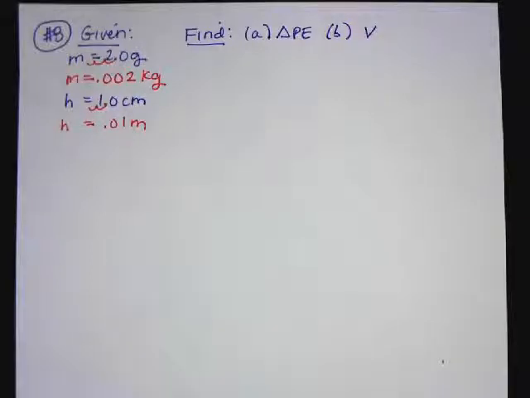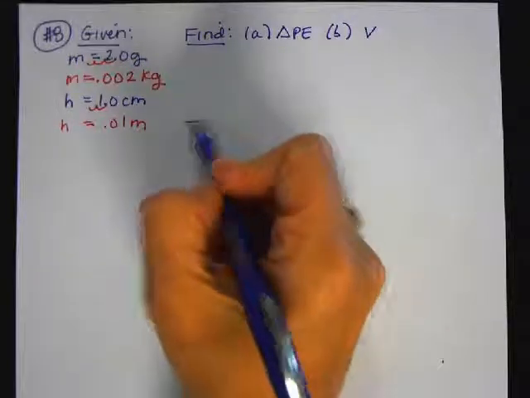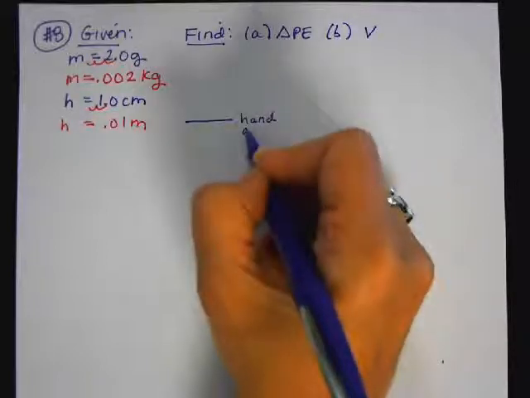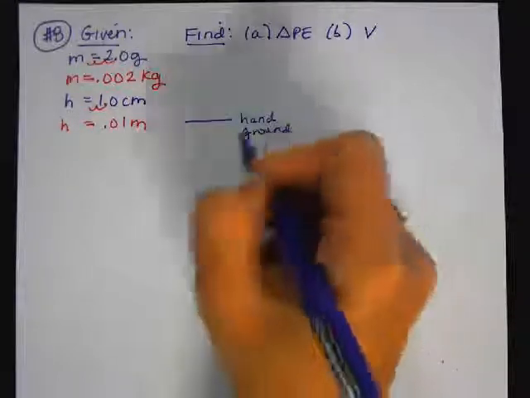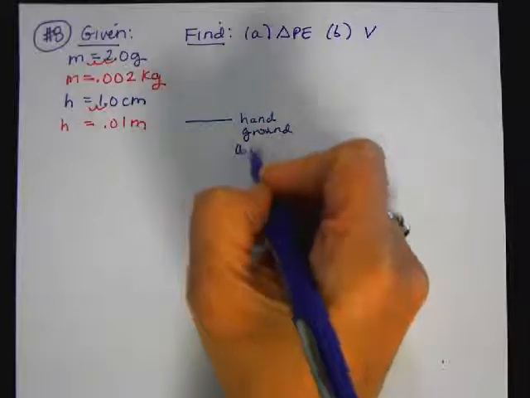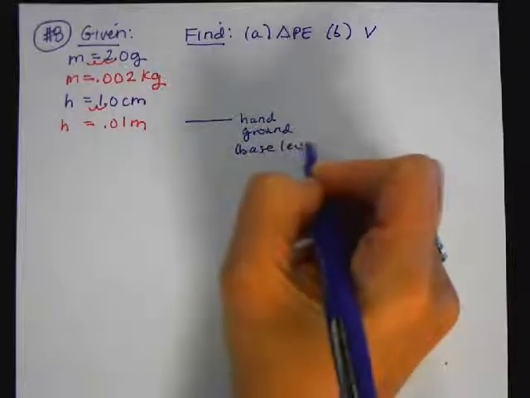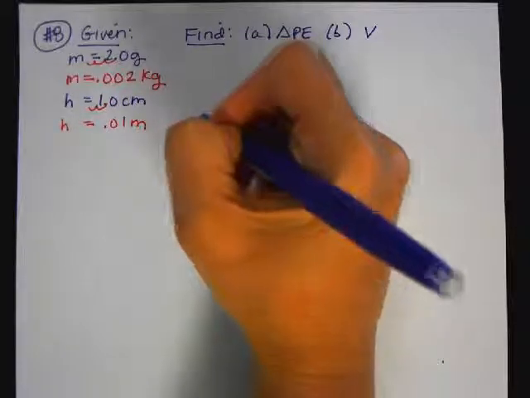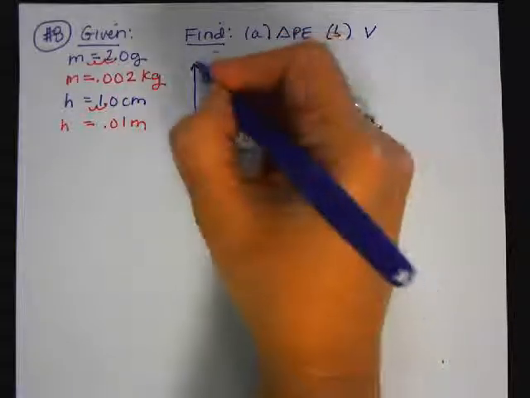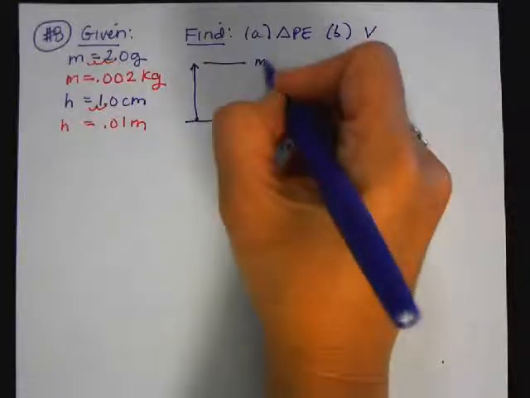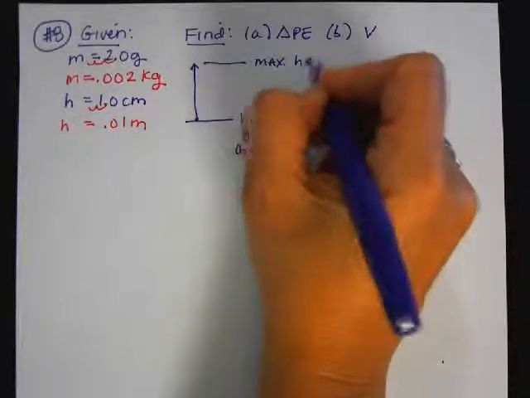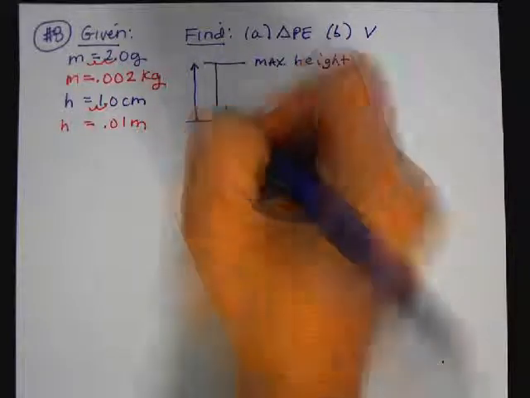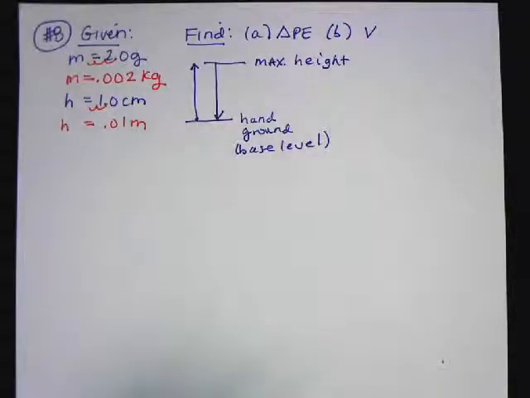Now let's just look at a picture of this. So let's say your hand is the ground, or what we're going to call base level, which is your frame of reference. So what happens is, this is just like the problems we did in Chapter 2. The bean goes up. It reaches its maximum height. And then when it comes back down, it's kind of like a free fall problem. You see what I mean?